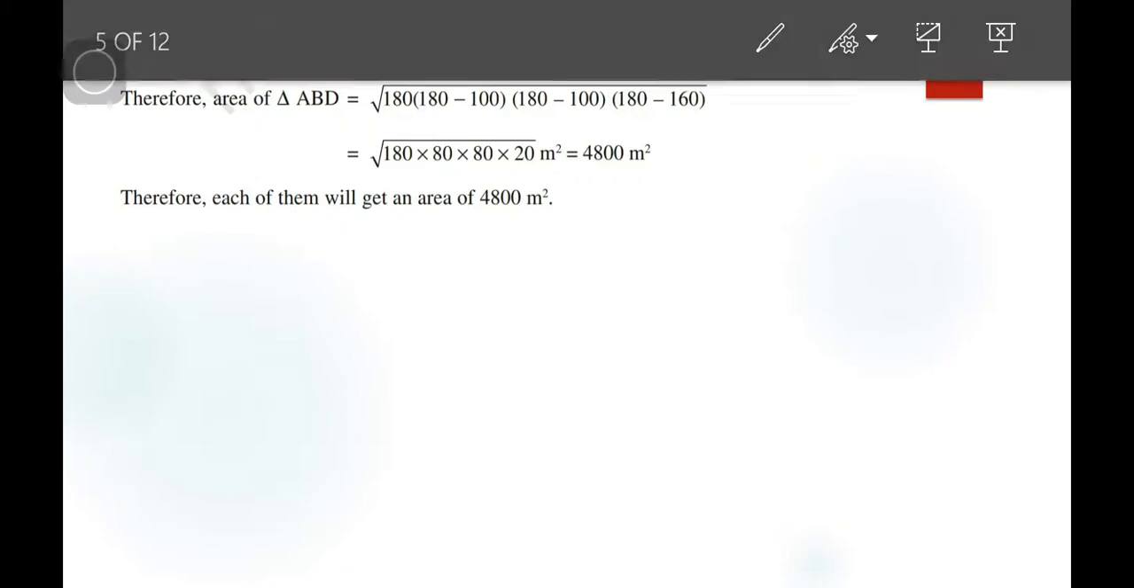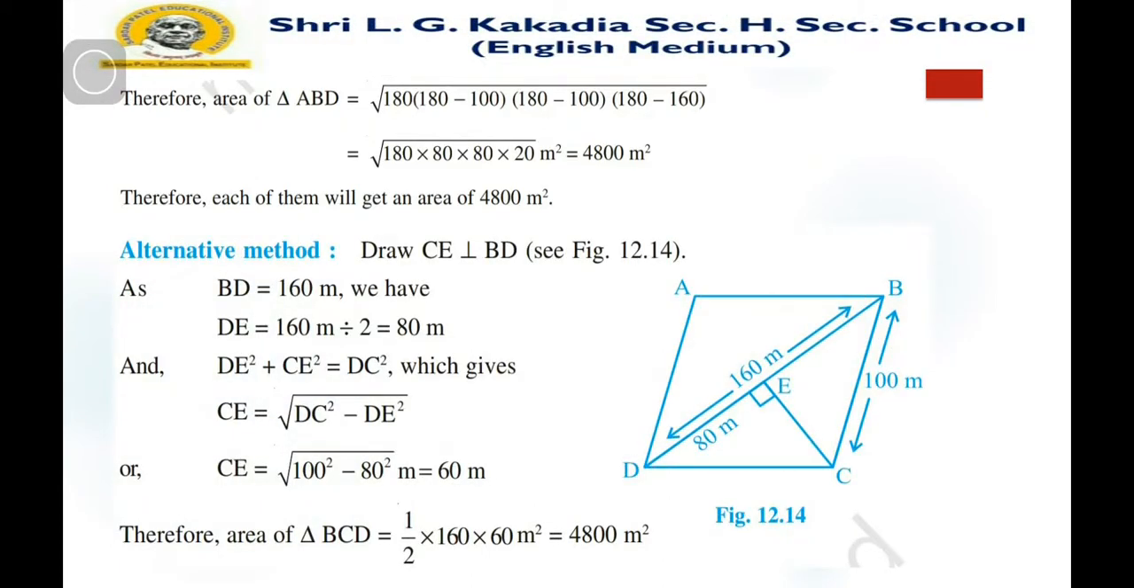An alternate method can also be used, that is, draw CE perpendicular to BD. If you draw AC, the other diagonal, then we know that in a rhombus both diagonals intersect at 90 degrees. Both are perpendicular bisectors, so each bisects the other into two equal parts and they are perpendicular to each other.